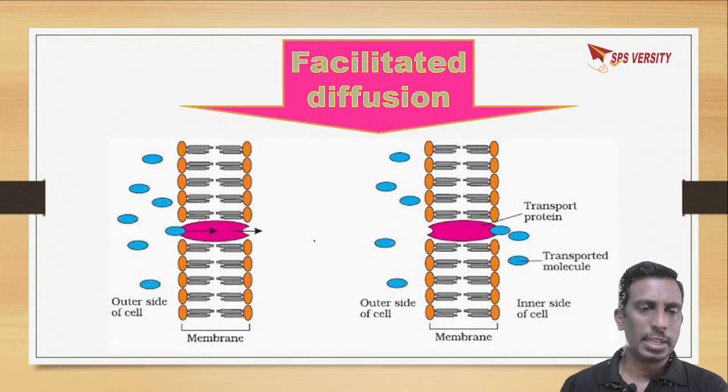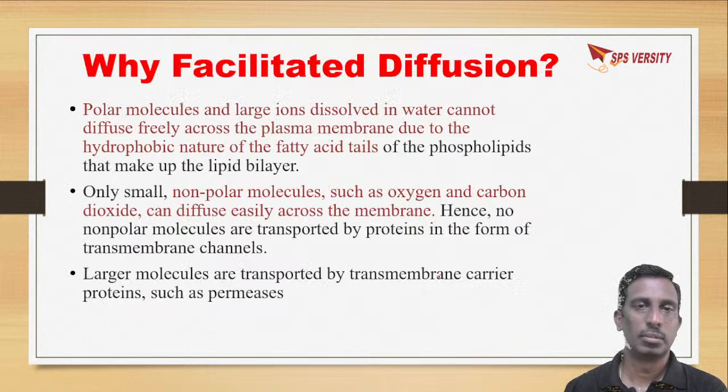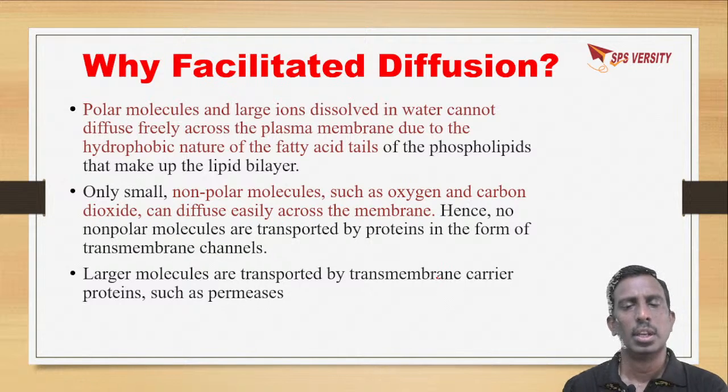So you can see in the diagram, this is the outer side of the cell. This is the plasma membrane. This is the transport protein through which water is moving. Okay. And here, the molecules are transported from outside to inside. So diffusion, what is the importance of diffusion? Why is it required?